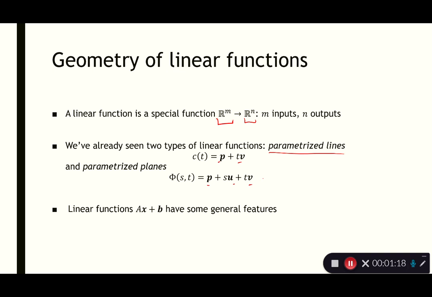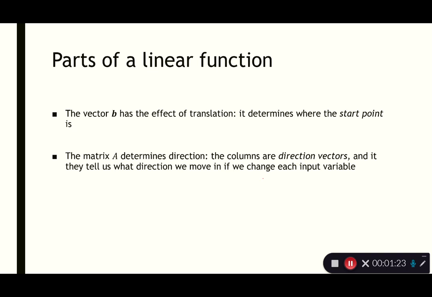And we'd like to understand a little bit about some of the general features of linear functions like this. So there are two main parts. There's a vector b and a matrix A in a linear function. The vector b is a translation vector. It tells us where we start. It's a start point that says, when I feed in 0 as my input, where do I end up? And if we move the vector b around, if we change it, that has the effect of translating the whole function. It just shifts it over to one side or another.